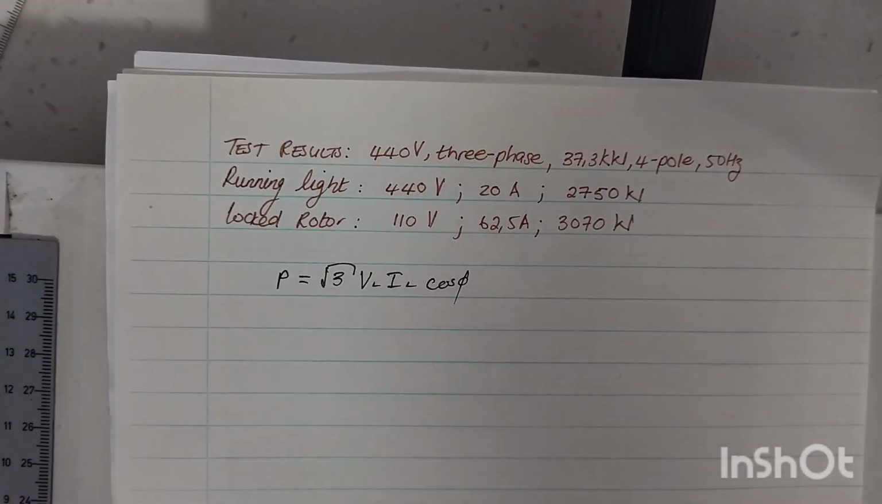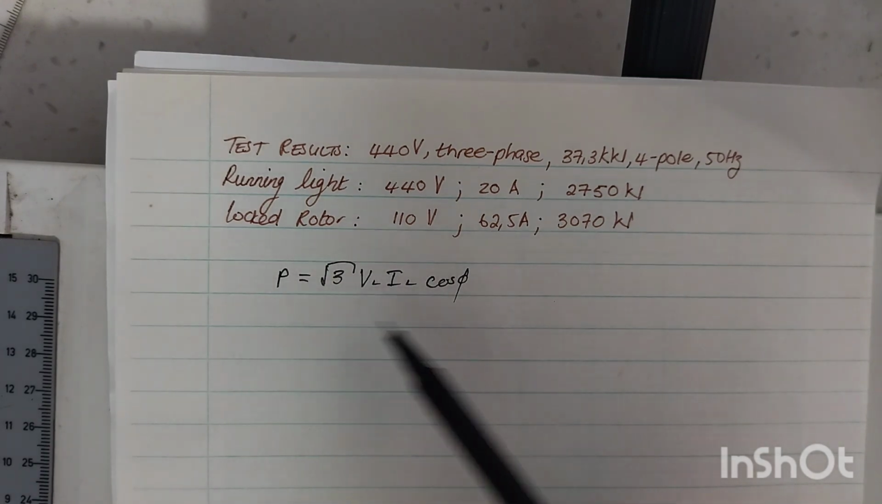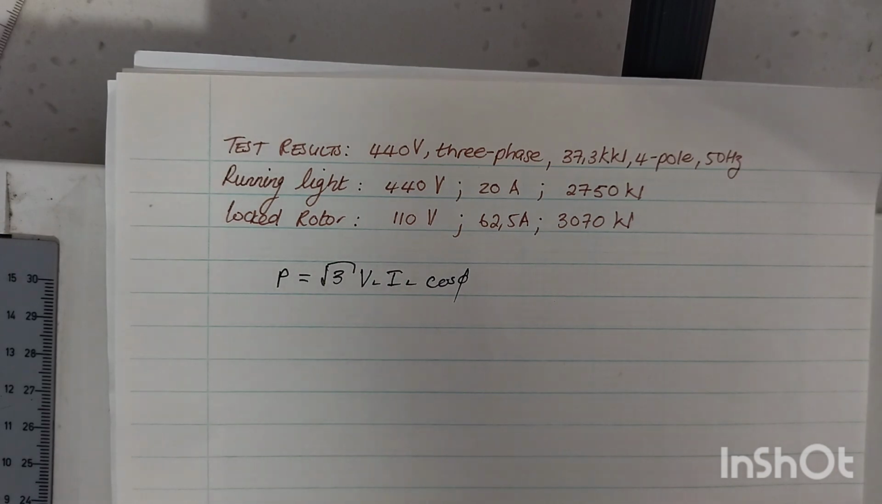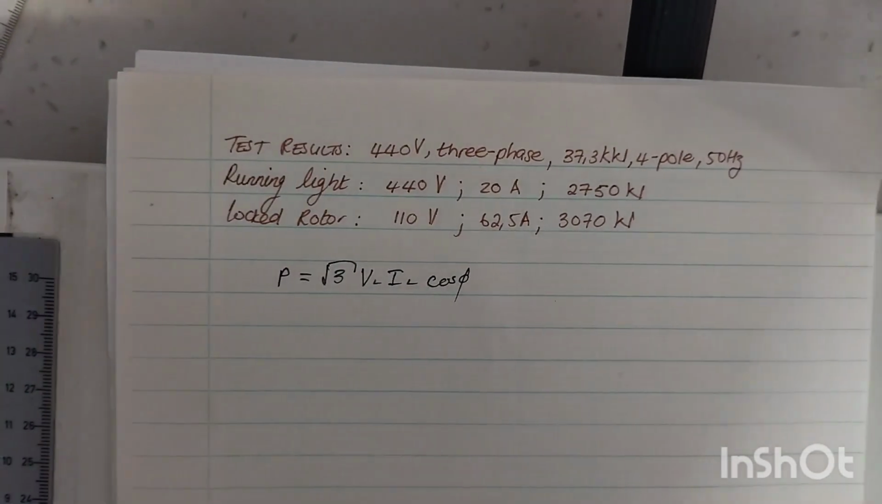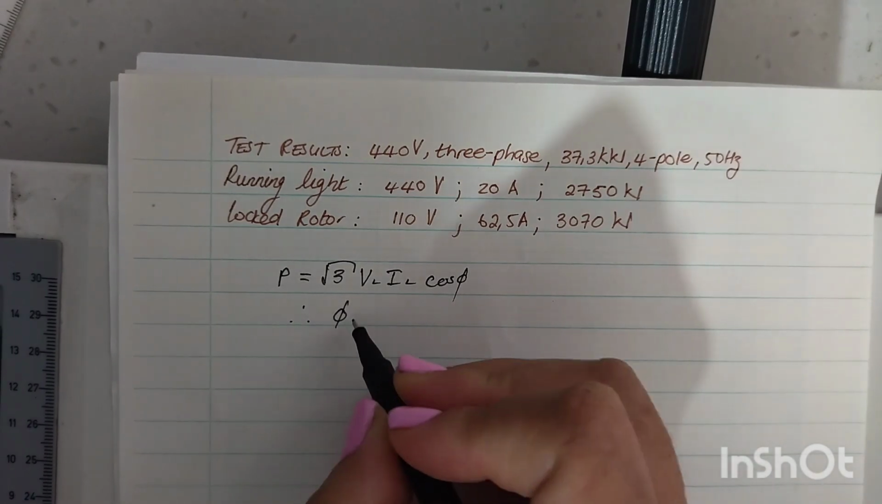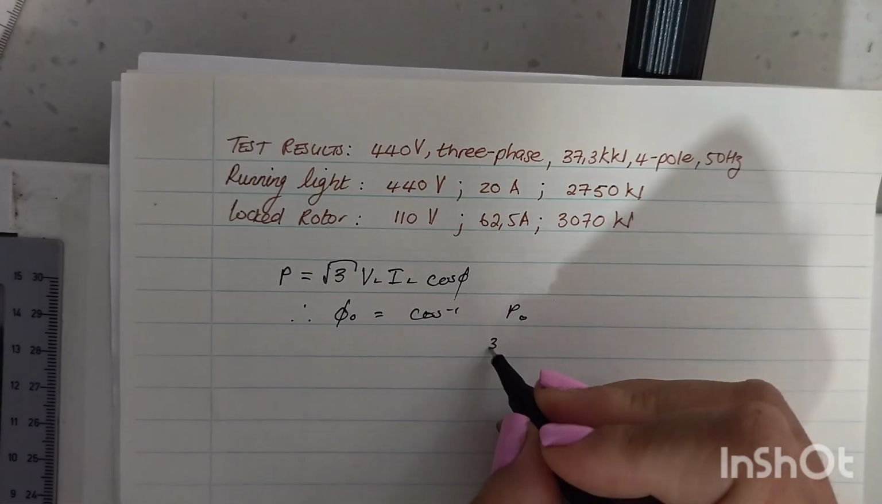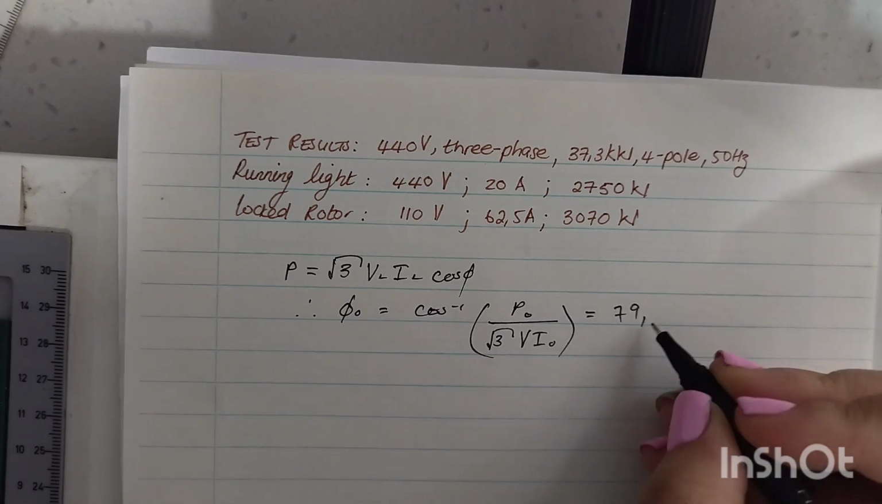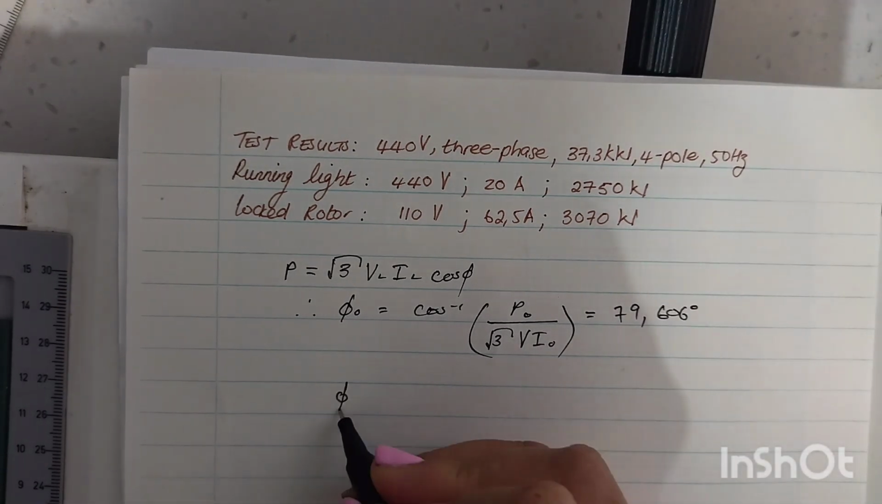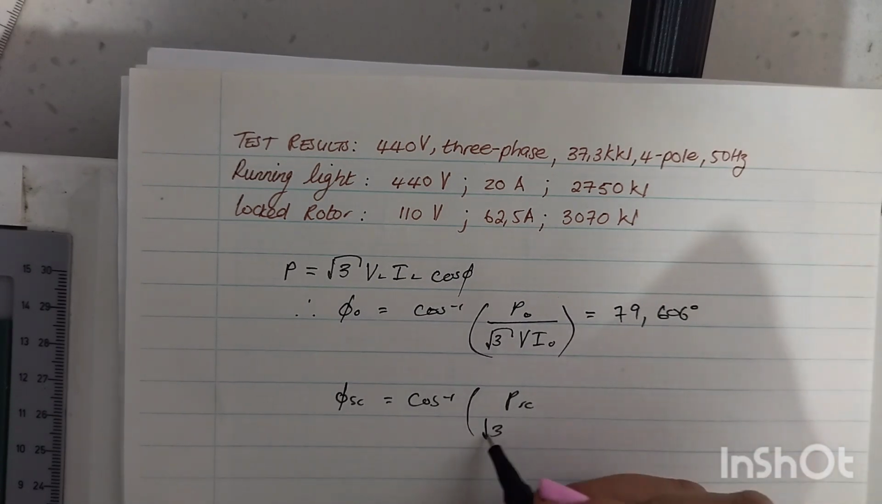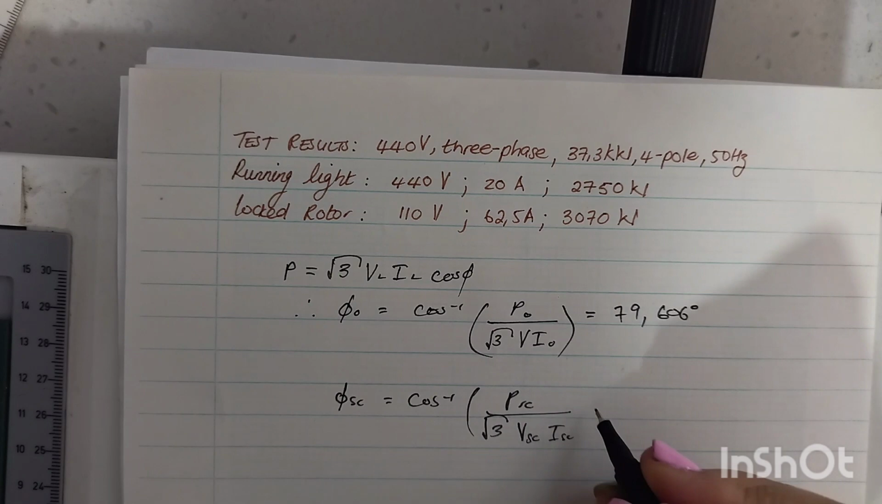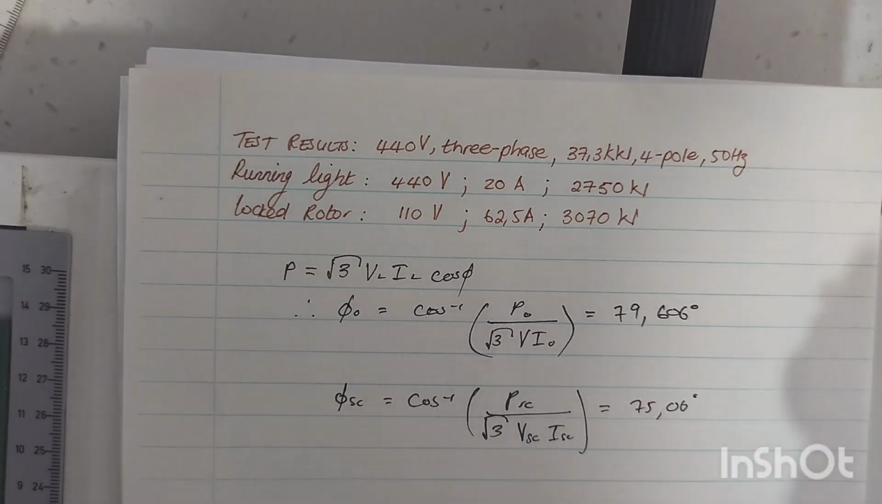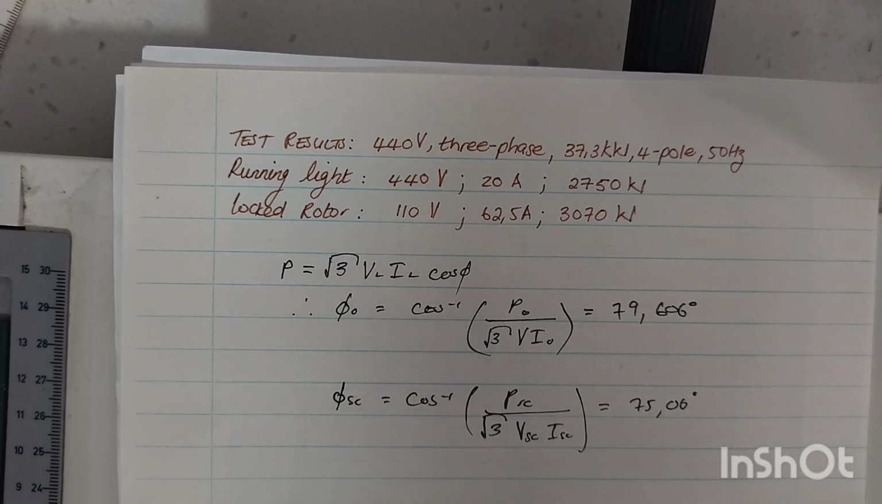Okay, so now that you've conducted the two tests and recorded the various readings, using this formula, you are going to calculate your no load and locked rotor phase angle. So for no load, and if you do that, that would give you about 80 degrees, and you're going to do the same for locked rotor. And that would give you about 75 degrees.